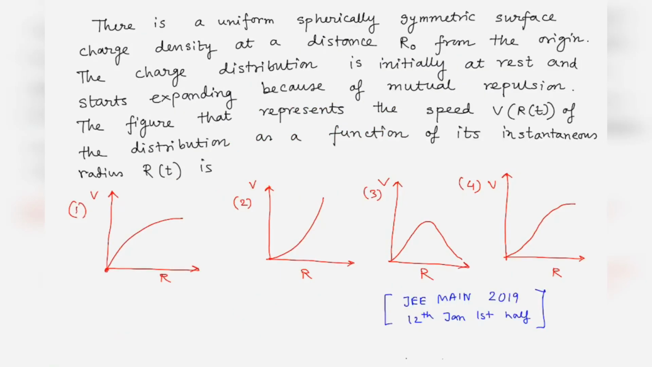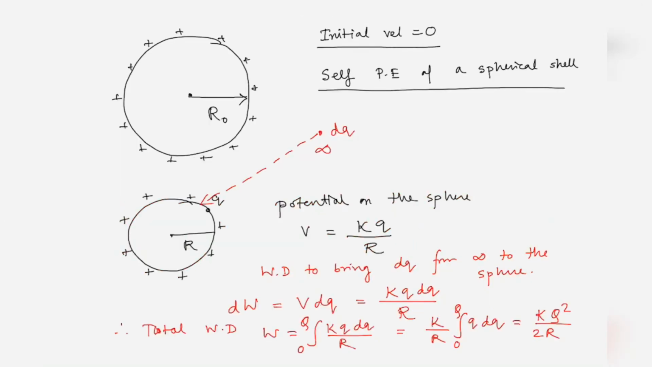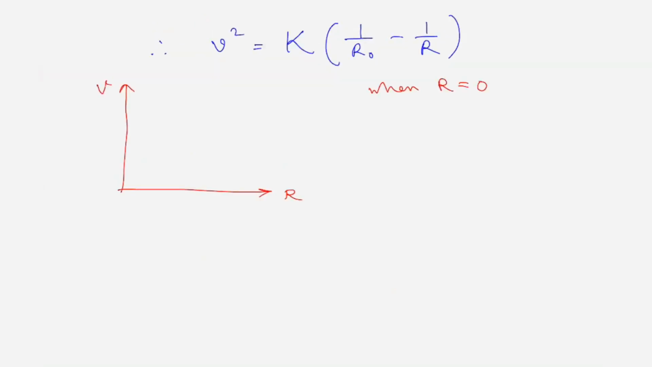See, this point is basically R naught. This is not 0. This point is basically R naught. Therefore, I can say when R is equal to R naught, then V is equal to 0. Therefore, definitely I can say that the plot starts from this point.